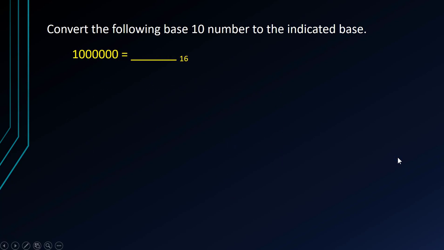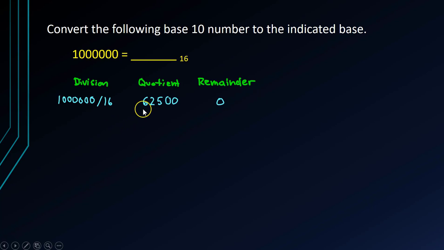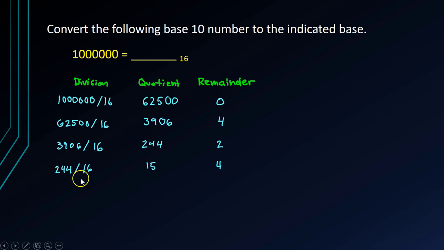For 1 million, written as a base 16 number, I'm going to set my three columns first. 1 million divided by 16 is 62,500 with a remainder of 0. I then do 62,500 divided by 16, and I get 3906 with a remainder of 4. I then take 3906 divided by 16 to get 244 with a remainder of 2. I then do 244 divided by 16, and I get 15 with a remainder of 4. And then I do 15 divided by 16, which would give me no quotient, all remainder.